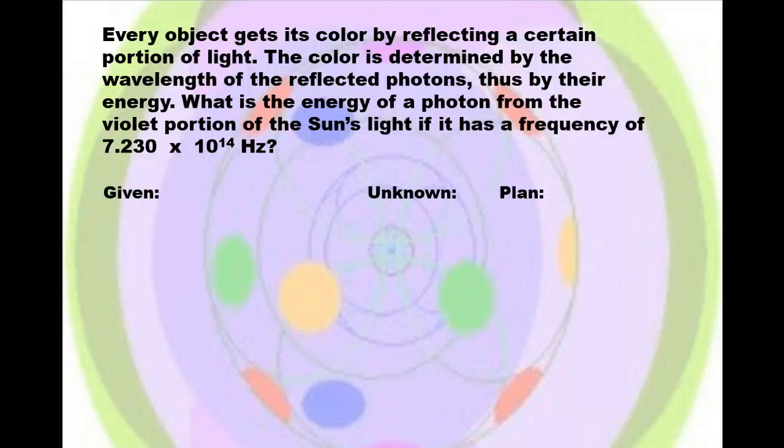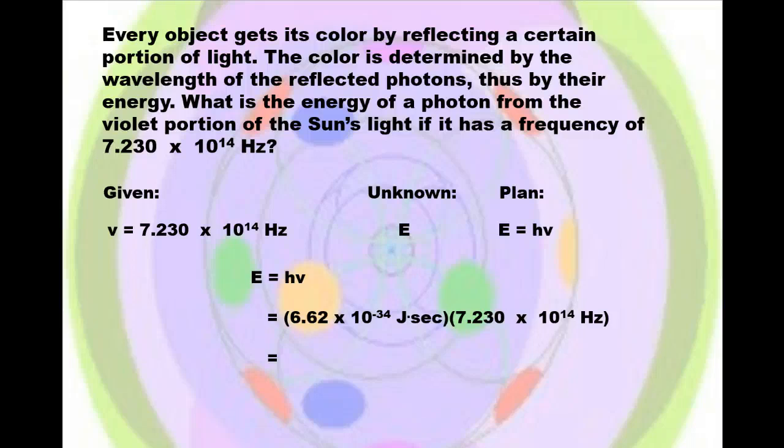So our given, unknown, and plan: the frequency is equal to 7.230 times 10 to the 14th hertz. The unknown is the energy, and the plan is simply the equation: energy is equal to Planck's constant times the frequency. We're going to plug in those numbers and solve, and so the answer to 4 significant figures, because 7.230 has 4 sig figs, is 4.786 times 10 to the negative 19th. Now, if hertz is 1 per second, then seconds divides out, and that gives us joules, and joules is the energy unit, and that makes sense.